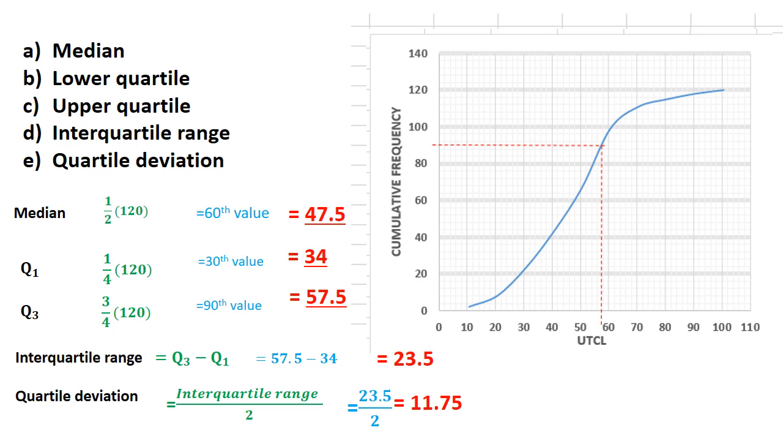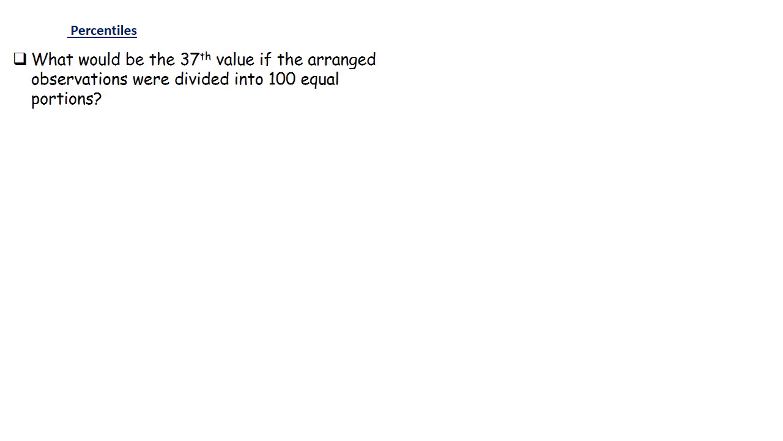Having explained that, now we go to percentiles. They are done similarly to quartiles and the median, but in this case the data is not divided into quarters but into 100 portions. There were 120 students, but can we divide 120 into 100 equal portions? If it was possible, what would be the value of the 37th portion? That's what we are answering. What would be the 37th value? The arranged observations were divided into 100 equal portions.